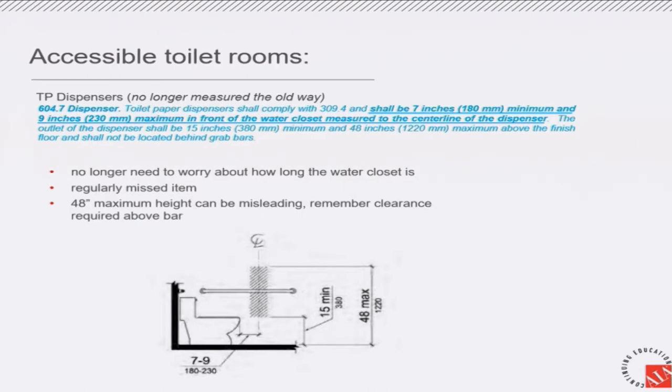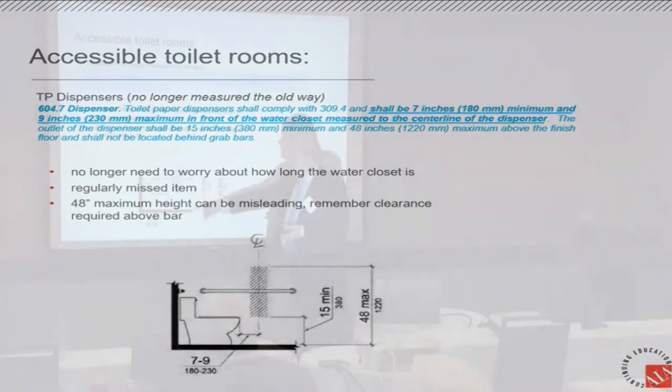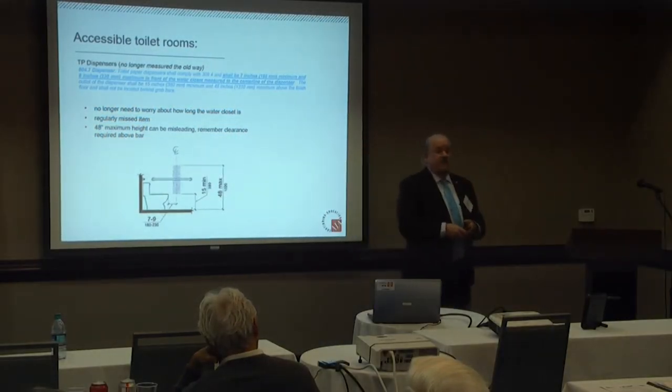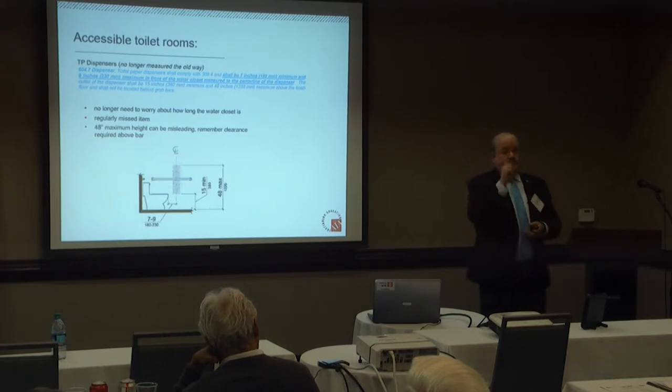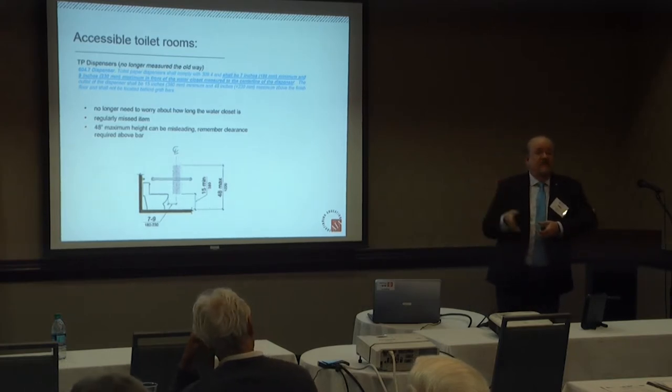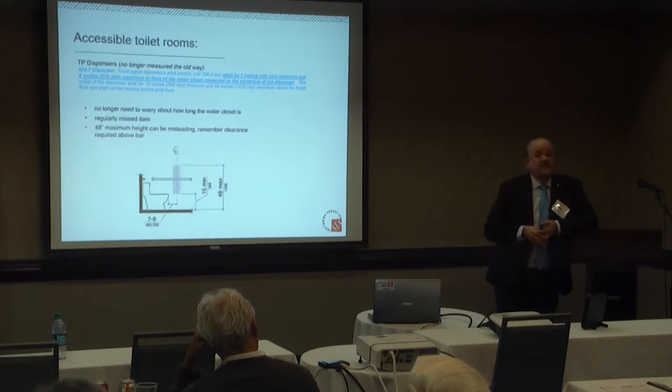Here's the other thing that can get you in trouble. 15 inches minimum above the floor, 48 inches maximum, means that that dispenser can be over the grab bar. This is another reason why I hate those pages. That would be on that page. The problem is that you have to maintain 12-inch minimum clearance above that grab bar.